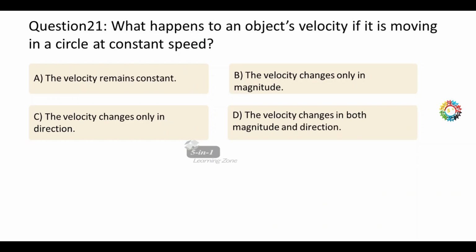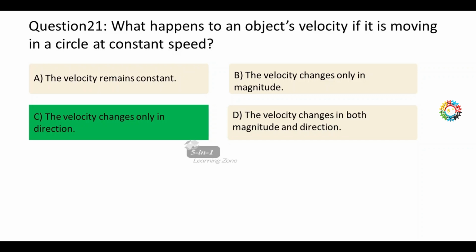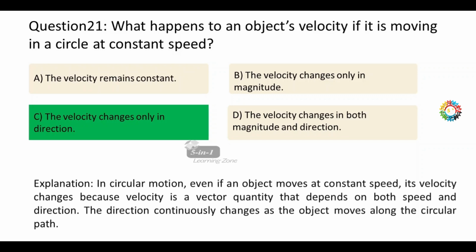Question 21. What happens to an object's velocity if it is moving in a circle at constant speed? Answer C. The velocity changes only in direction. Explanation. In circular motion, even if an object moves at constant speed, its velocity changes because velocity is a vector quantity that depends on both speed and direction. The direction continuously changes as the object moves along the circular path.